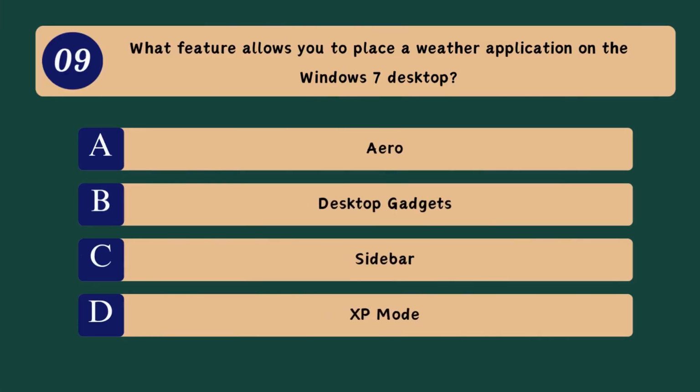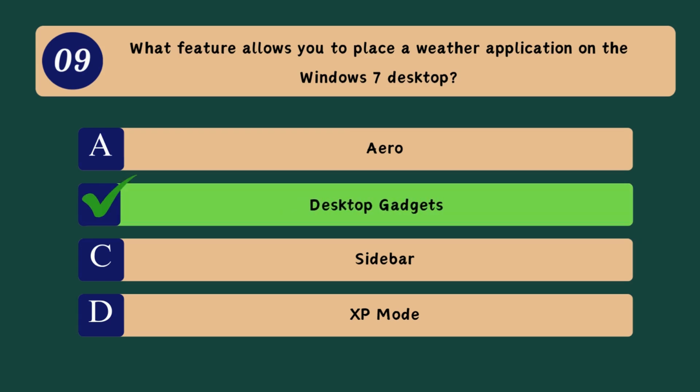Question 9. What feature allows you to place a weather application on the Windows 7 desktop? A. Arrow. B. Desktop Gadgets. C. Sidebar. D. XP Mode.